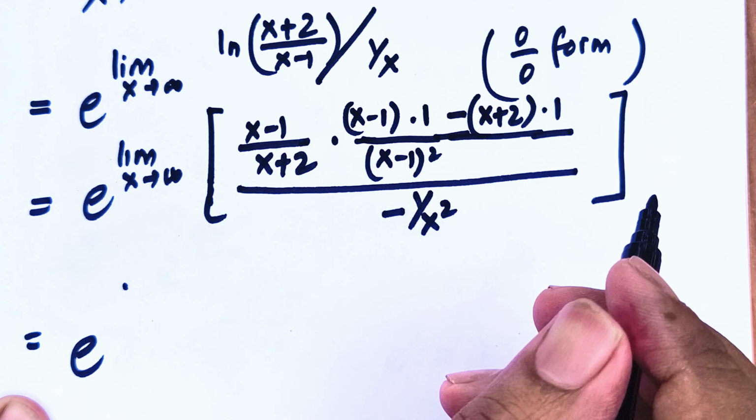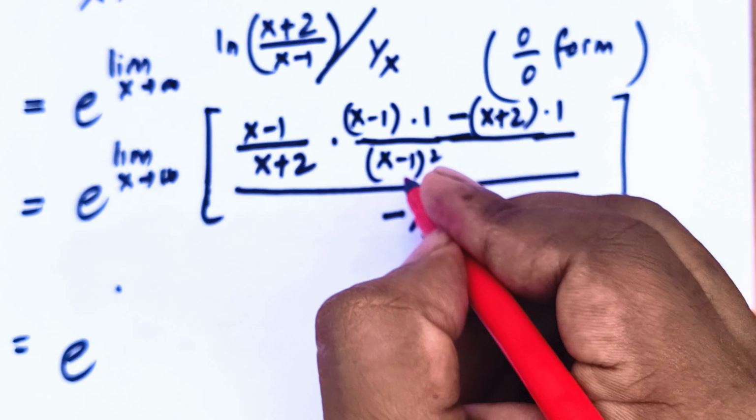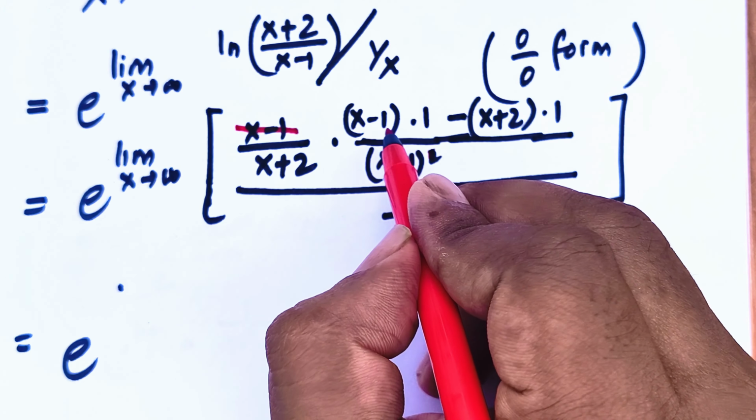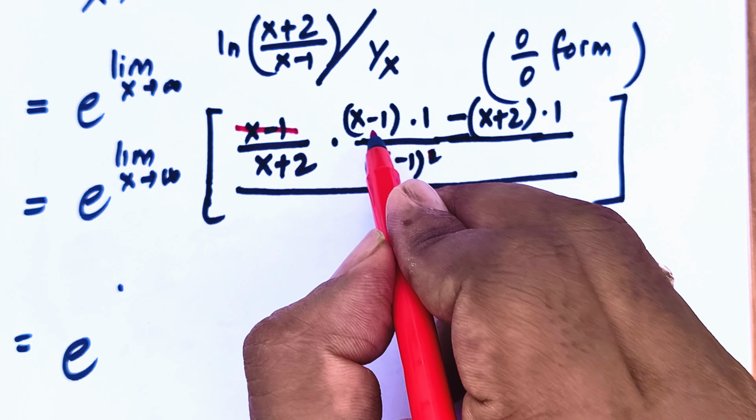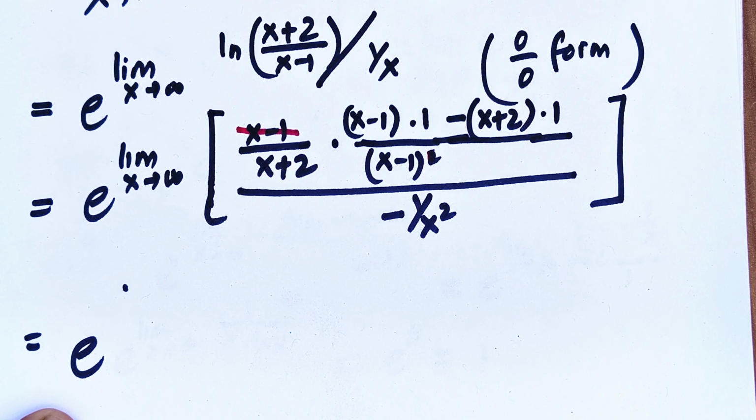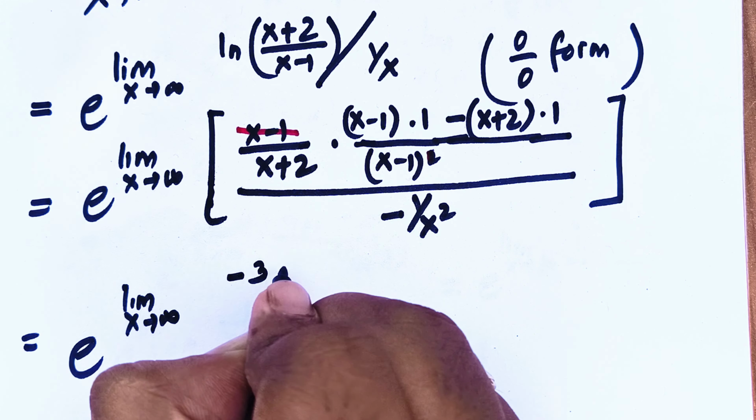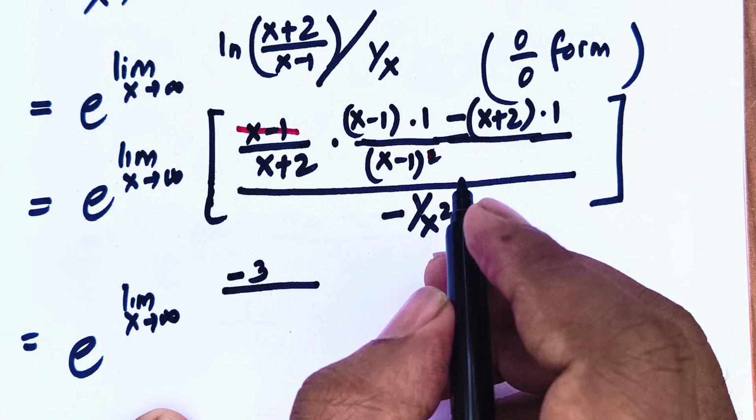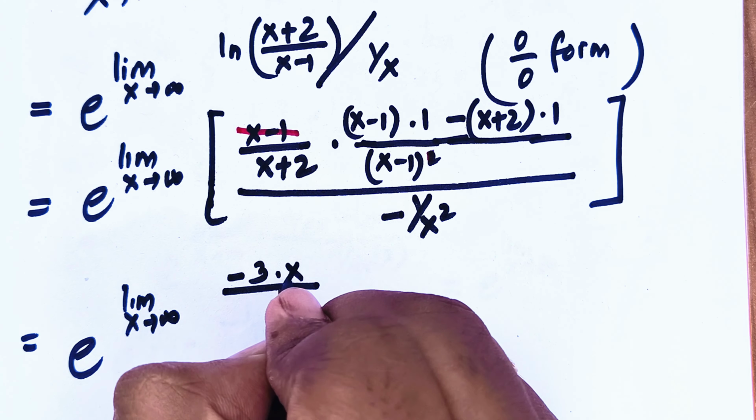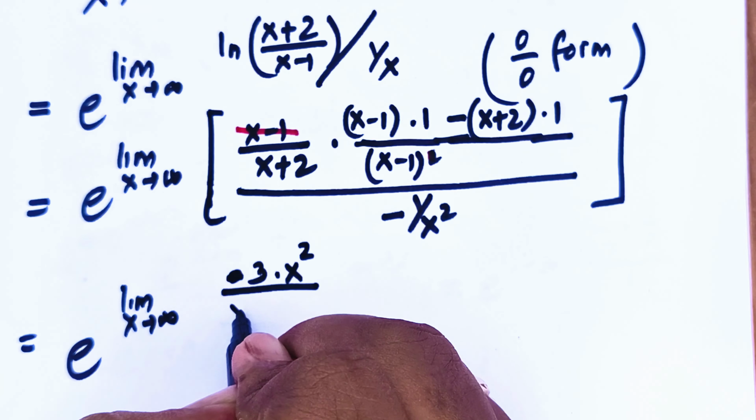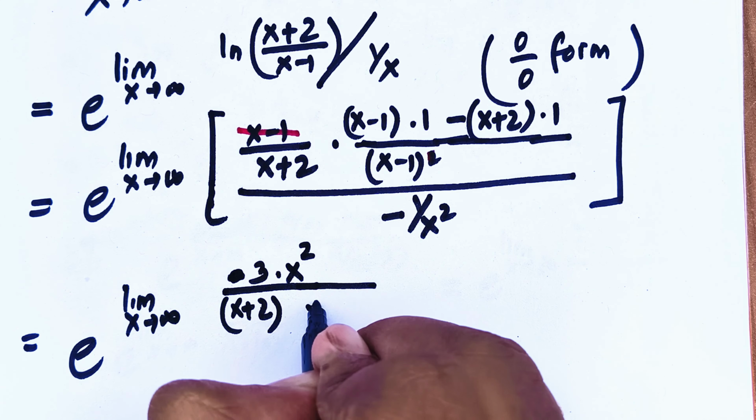Then let's simplify. See, here you have x minus 1 square. Here this is x minus 1. You can cancel one power, and here it becomes x minus 1 minus x minus 2, which is minus 3. And so the limit becomes, limit x goes to infinity, minus 3 divided by, we can take x square out, because it is minus 1 over x square, and we can cancel the minus also. So in the bottom we have x plus 2 times x minus 1.